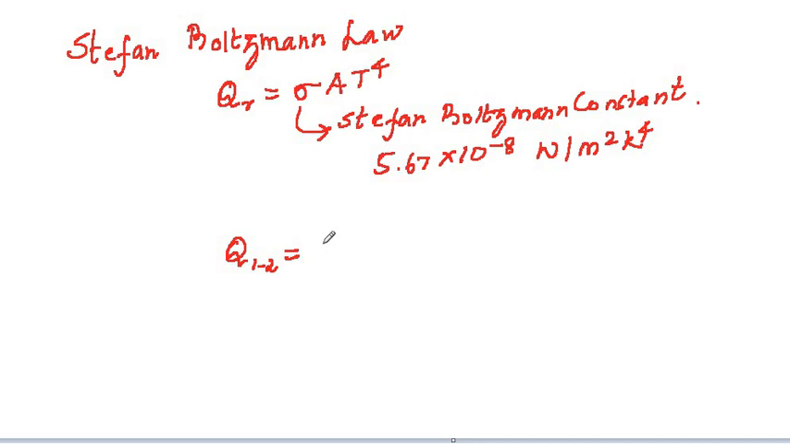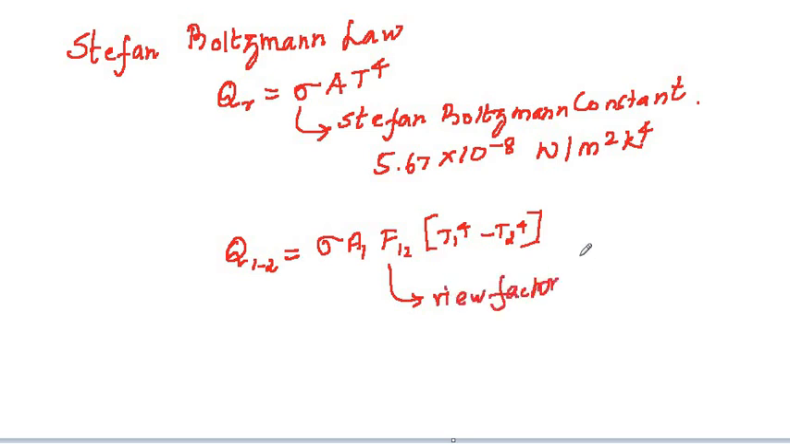Q1 to 2 is equal to sigma into A1 F1 to 2 into T1 power 4 minus T2 power 4. So what is this F1 to 2? It is nothing but the view factor or configuration factor. In a later session we will look into this configuration factor in detail.